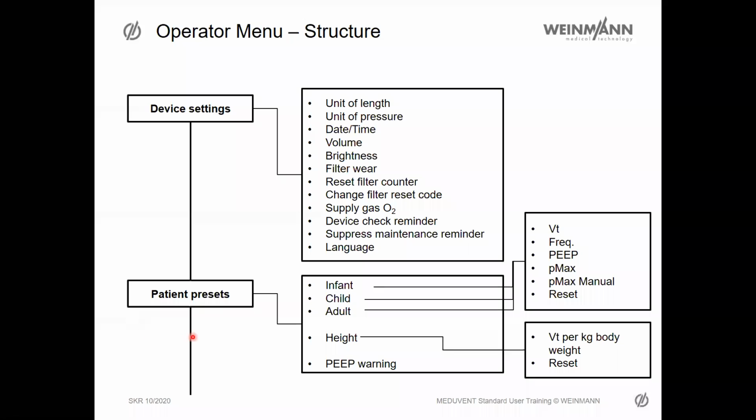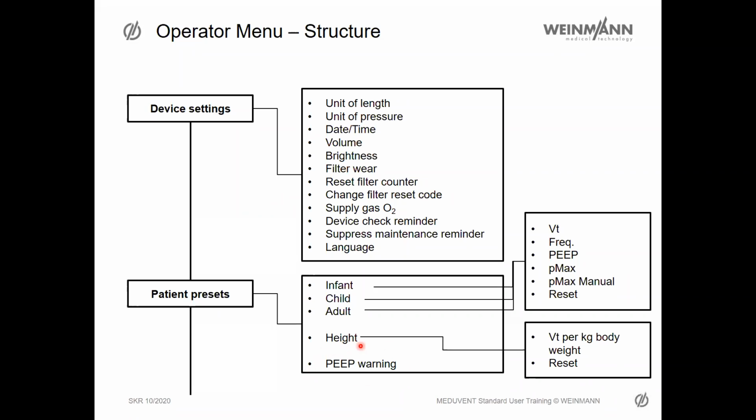The second point is patient presets. We have the 3 patient groups: infant, child, adult. In these groups, you can set for each group a volume and frequency, a PEEP, a Pmax, and a Pmax for the manual mode. So when the device starts with the emergency mode, these parameters will be set. You can change the height calculation of the device, how many milliliters per kilogram of body weight the device uses to calculate the volume.